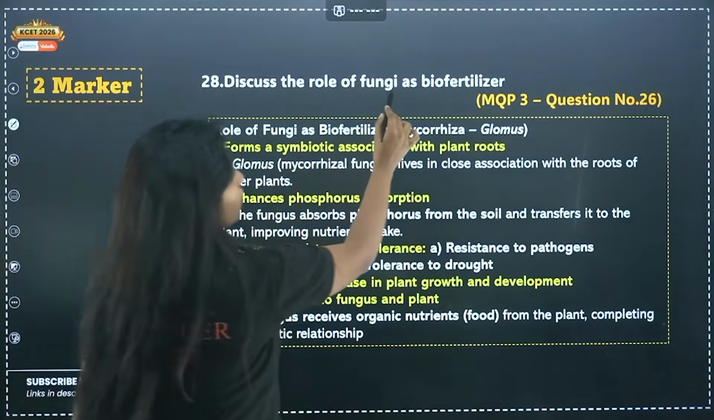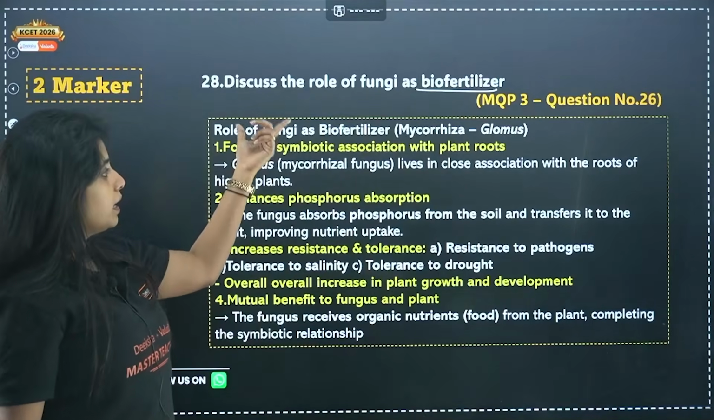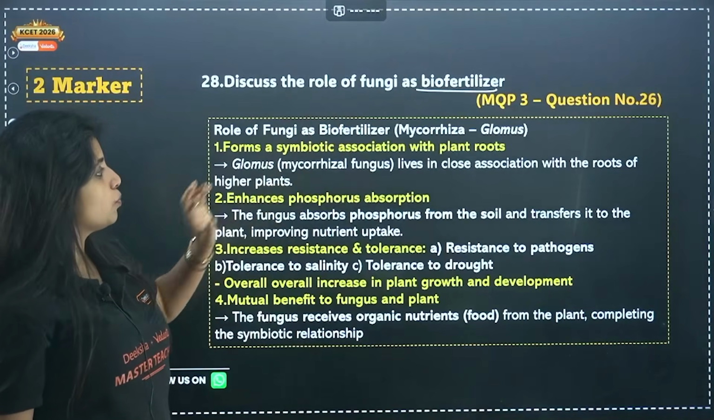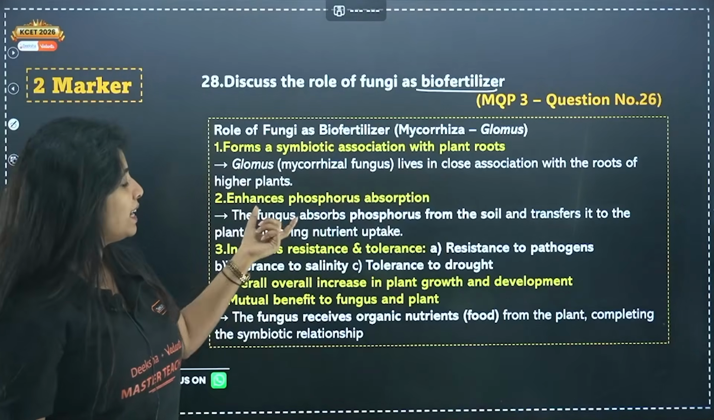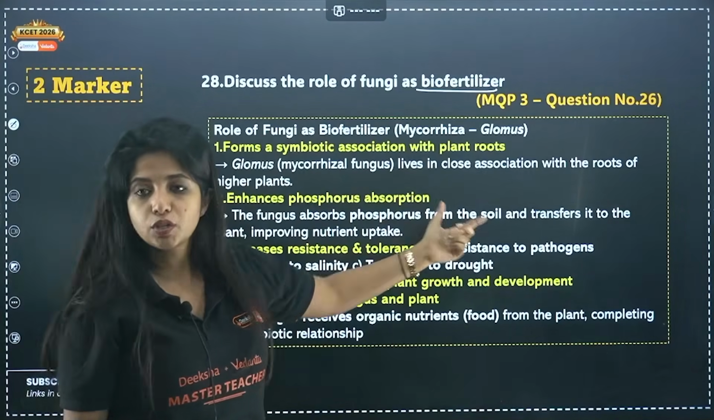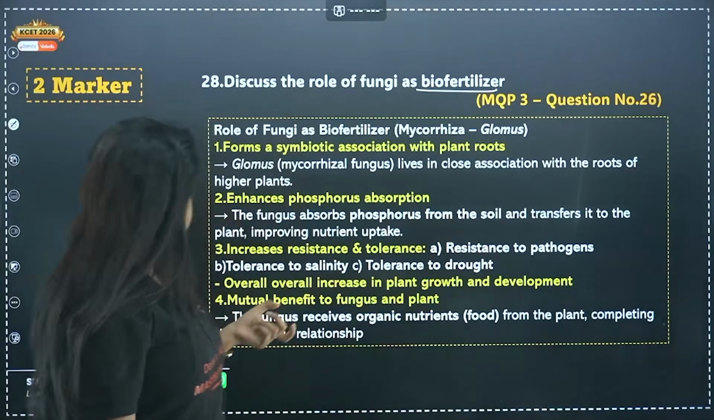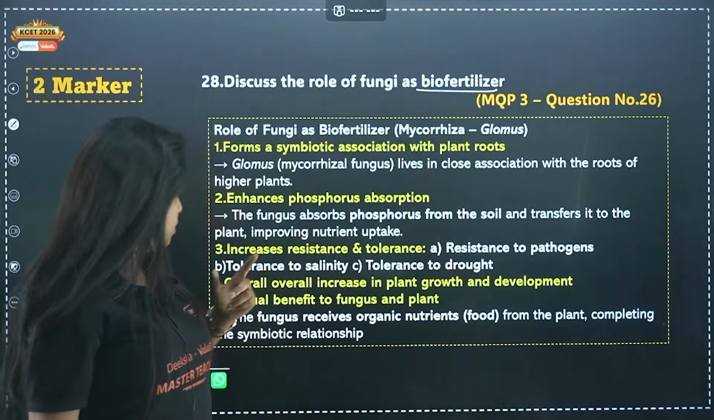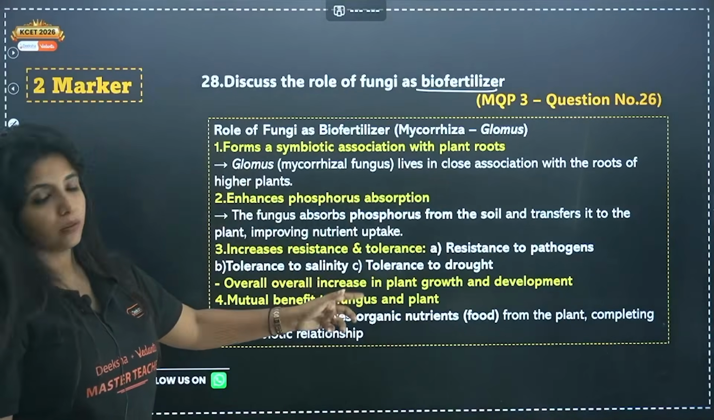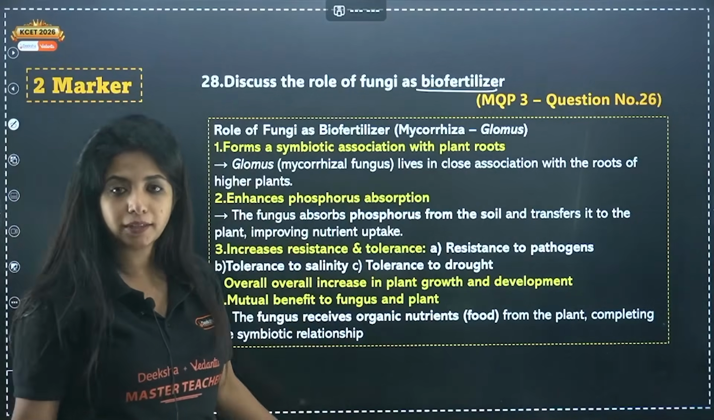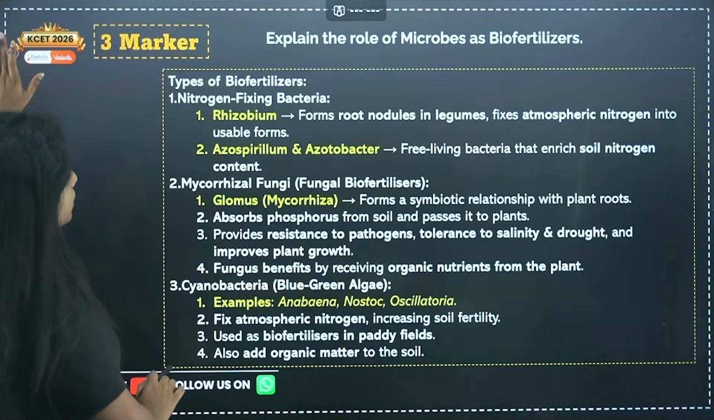Now discuss the role of fungi as biofertilizers. This is also something that we have discussed. Fungi as a biofertilizer, for example, mycorrhiza, which belongs to Glomus. So Glomus lives in close association with the roots of higher plants, enhances phosphorus absorption from the soil and transfers it to the plant, increases resistance to pathogens and tolerance to salinity and drought. Overall increase in plant growth and development is done by them. Mutual benefit, the plant also gives them organic matter. There is no increase in yield because of fungi.